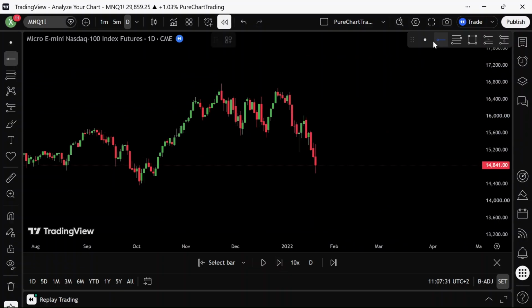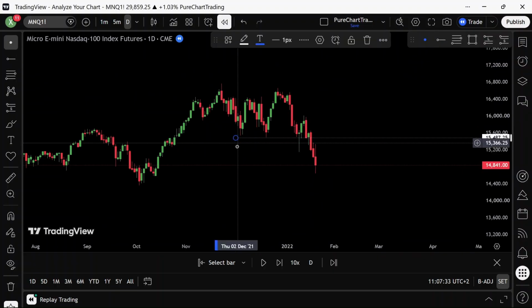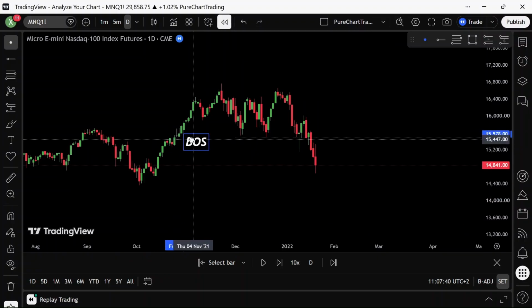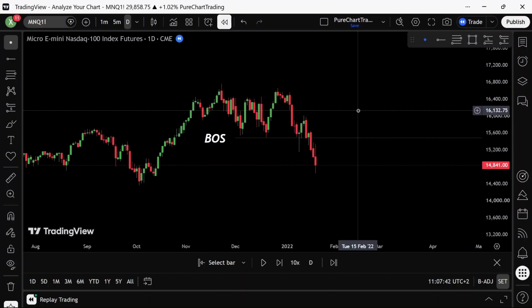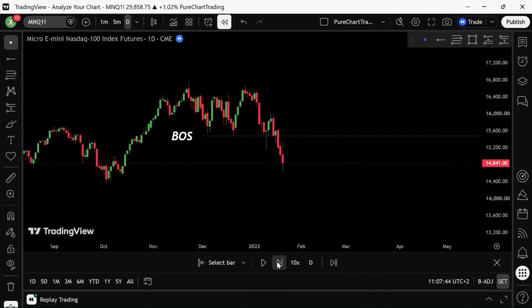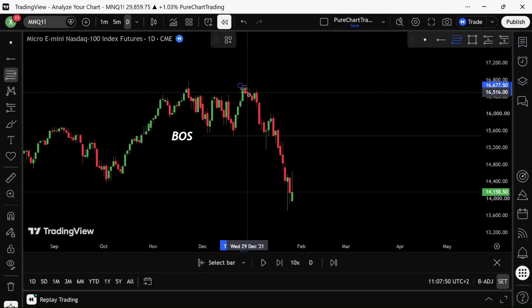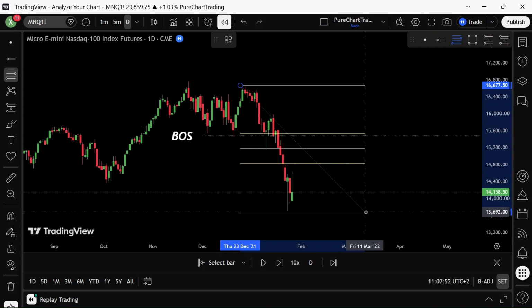I have a clear market structure break here, and I'm looking to trade to the downside because we can also clearly see a change of character. Let's mark everything out and wait for the price to pull back into my golden zone and look for confirmation. I'll draw my golden zone using the Fibonacci tool, and now I just wait.